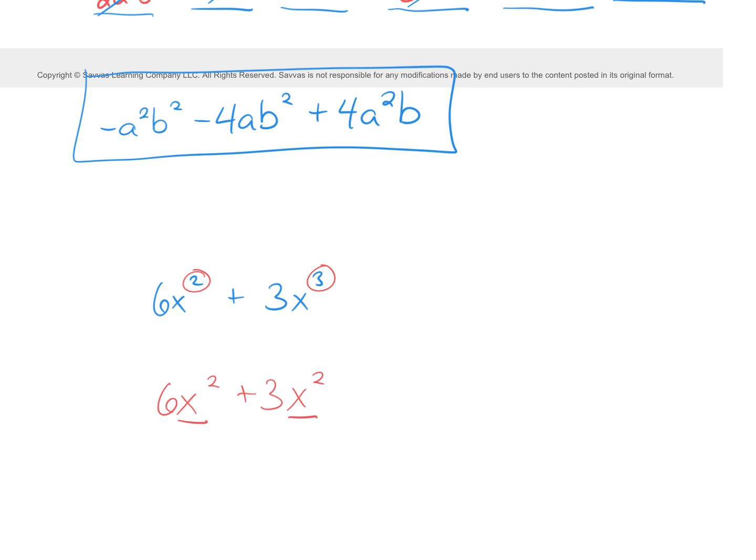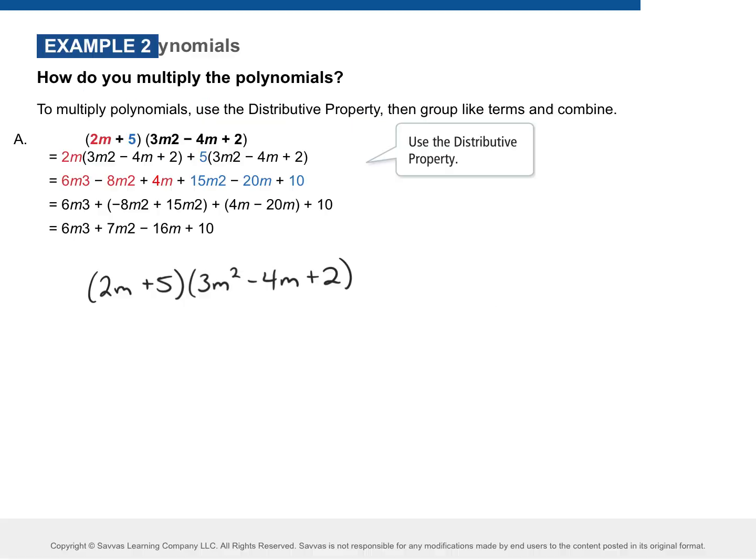I'm going to ask you one more thing. Can I combine 6x squared plus 3y squared? Why not? Because they have the y. Right. Are x and y the same thing? No, so you cannot combine those. Okay, good.